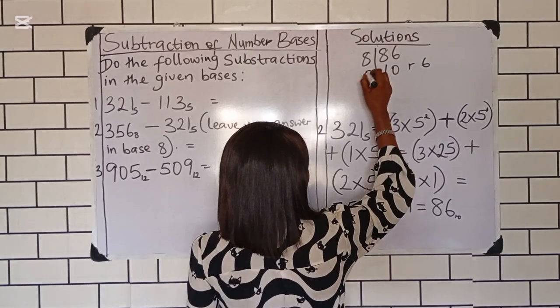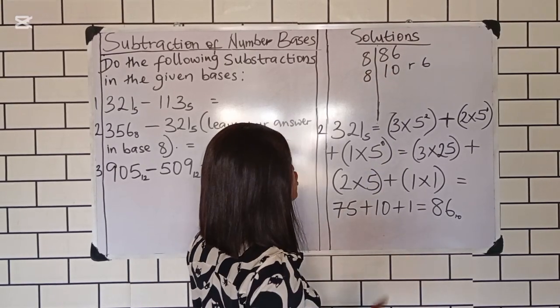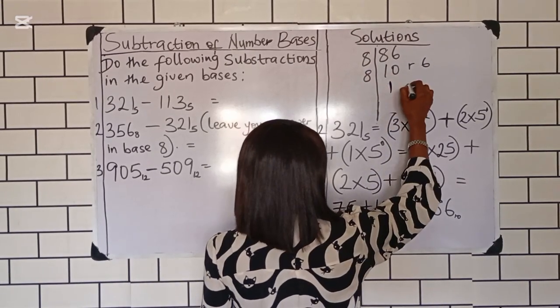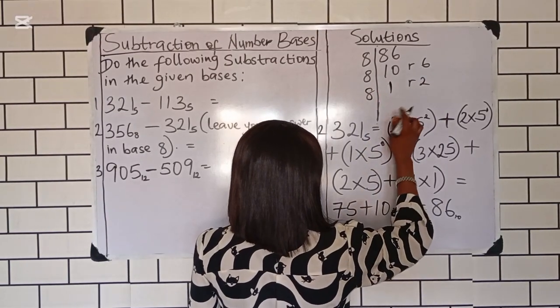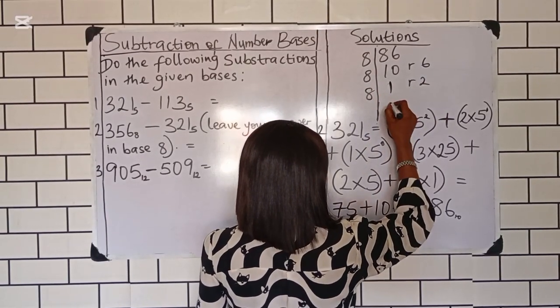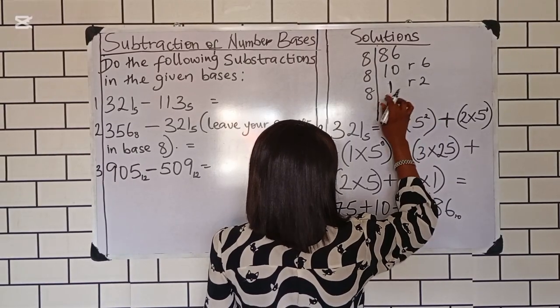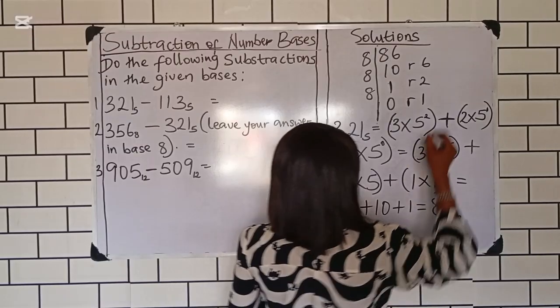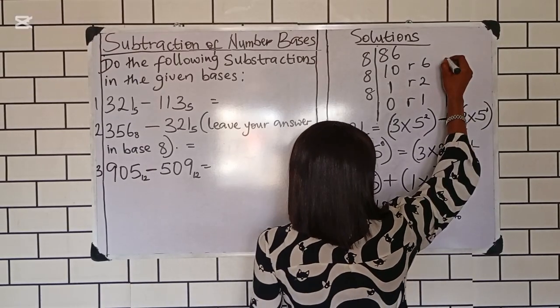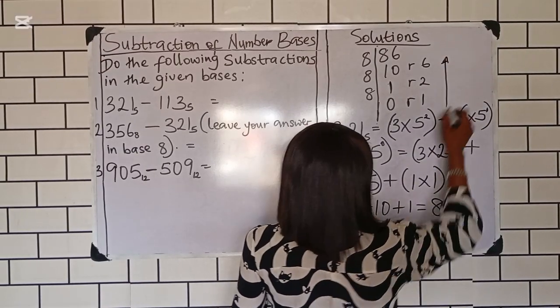8 divided into 10 here will give us 1. Write your 1, remainder 2. 8 divided into 1 here, you have your 0. It can't go, so you write 0. This 1 here, you bring it out as remainder. Remainder 1. Then you draw your arrow pointing upwards and pick your numbers.